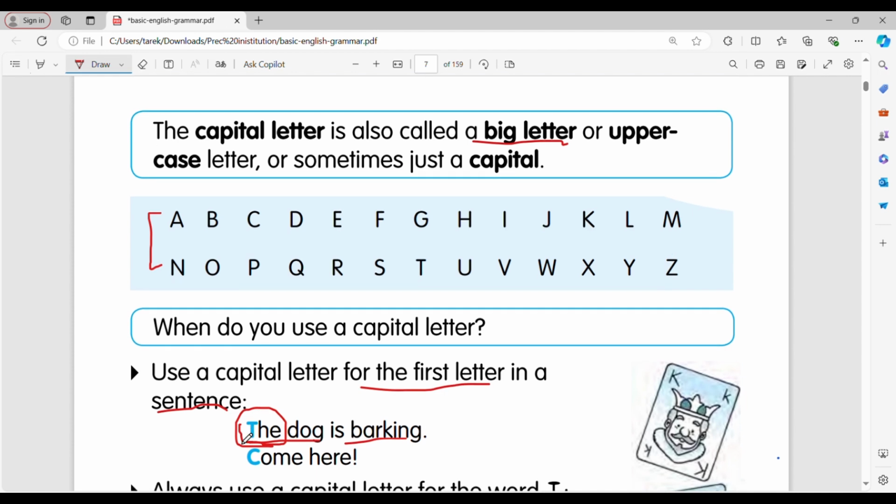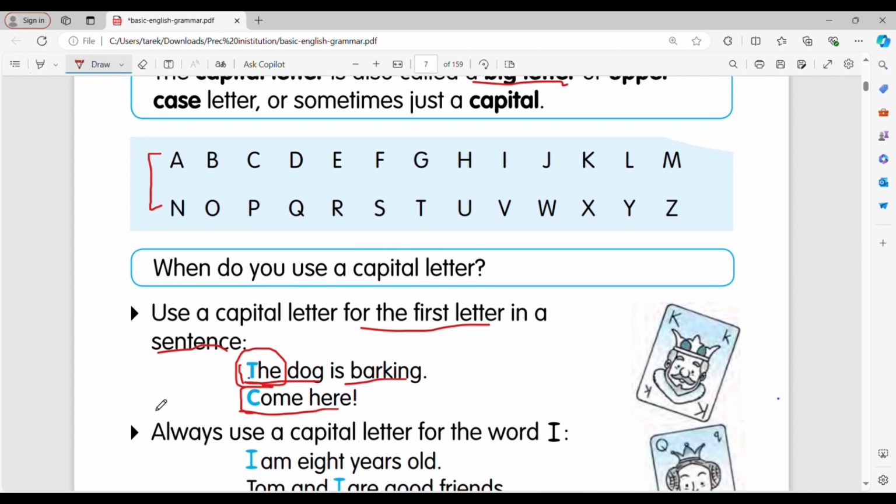Also in the next example, we have come here. C in here is also a capital letter. Okay, so now we know that we use a capital letter for the first letter of the whole sentence. We always use a capital letter.